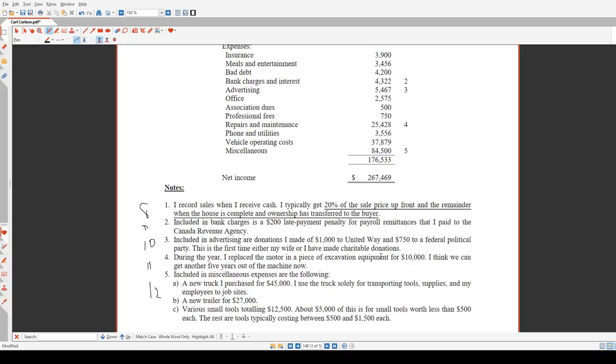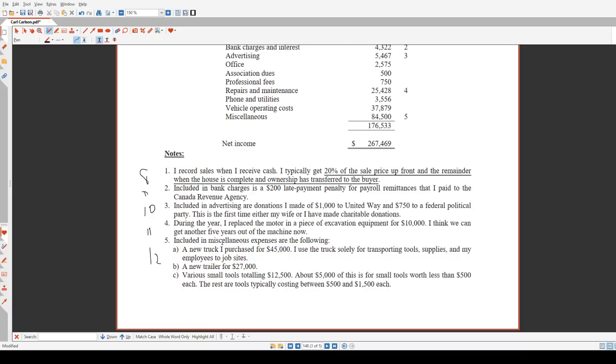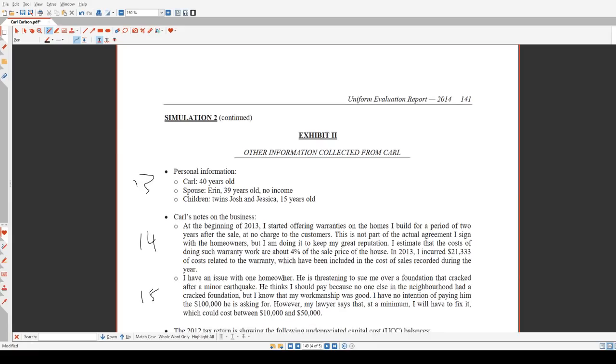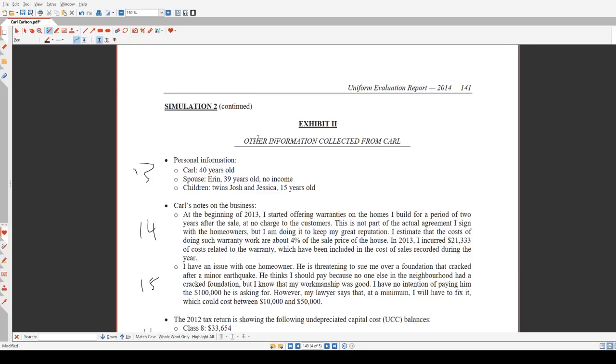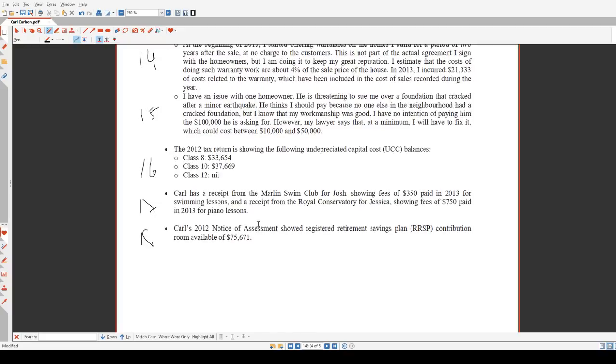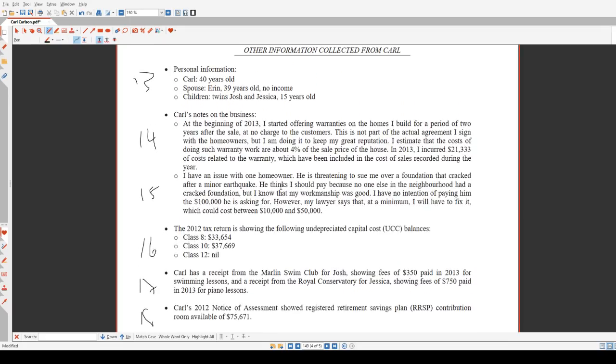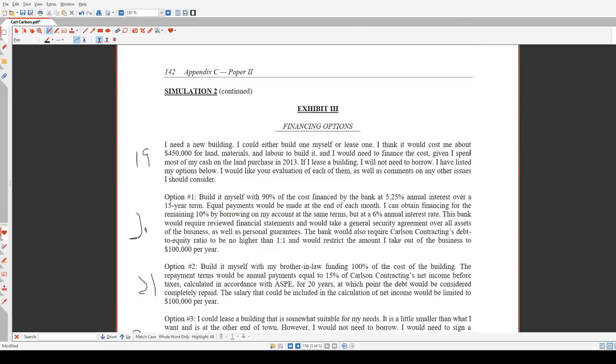During the year, replace excavation equipment for $10K. That's related to PP&E. I'm not going to deal with that today. New truck purchase, again, all PP&E. Here, other information collected from Carl is related to tax, right? So all of this is related to the tax requirement. So nothing, as a quick write down. Again, normally as I'm reading the case, I'd be underlining, highlighting, making notes in the margins.